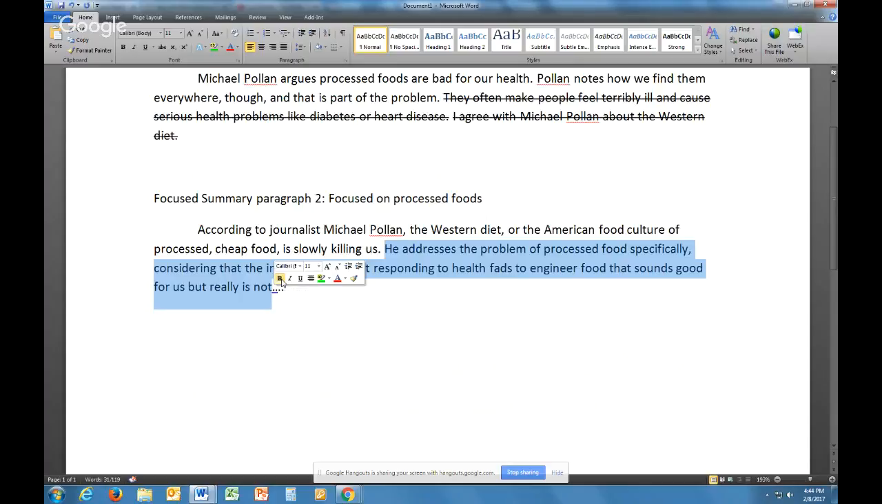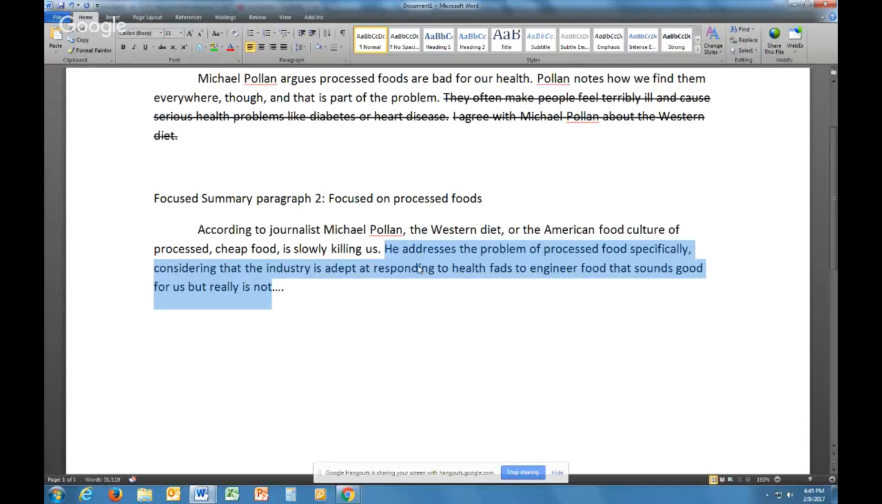So there are other very specific things he says about processed food in other paragraphs. You want to make sure that you're paying close attention. If you're writing a focused summary, you often want to read the article again and pay very, very careful attention to the sections where he's talking about the topic that you're interested in. That's just so you don't start going on autopilot and saying things you think are true about processed food.